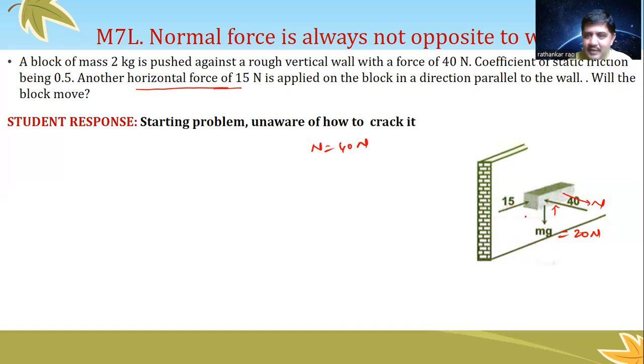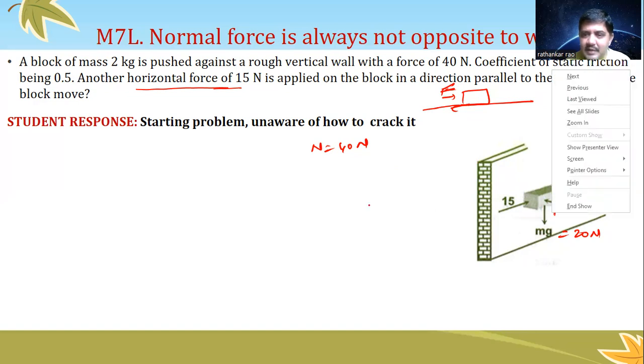We already got this. Now in addition to it, there are two more forces. When you have a block of mass m and you apply a force F, the frictional force will be opposite to this force. If the object is sliding, then this will be equal to mu times N. If the object is not sliding, it will be equal and opposite to this force. Now, mg is acting like this, 20 Newton.